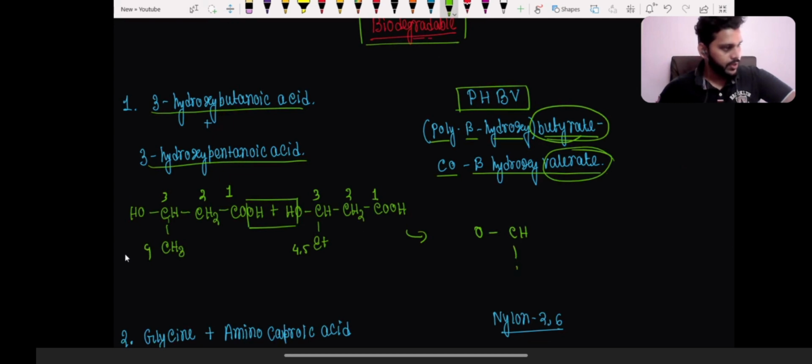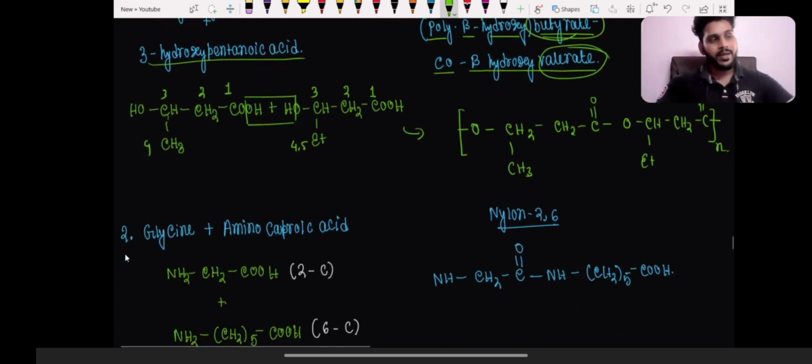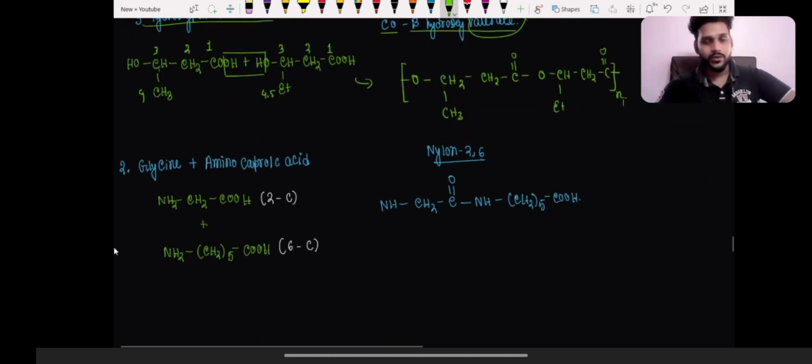polymer looking like this, I'll be writing a little fast this time. CH2, C double bond O, O, CH, CH2CH3, CH2, C double bond O, and then keep on continuing with this. So this is my polymer, guys. This is PHBV. Very simple. 3 hydroxybutanoic acid and 3 hydroxypentanoic acid. By look of it, might look like some difficult things in there. But guys, in reality, if you just draw it, it is not really that difficult.